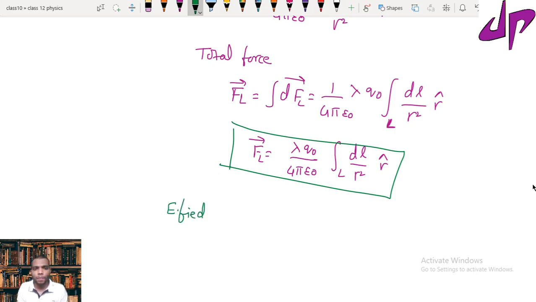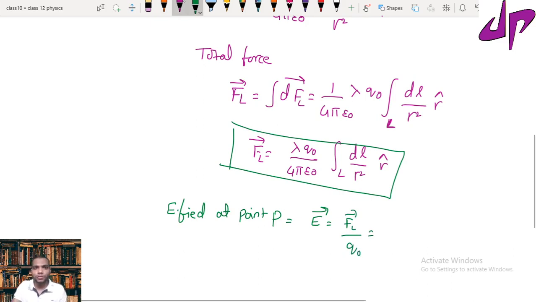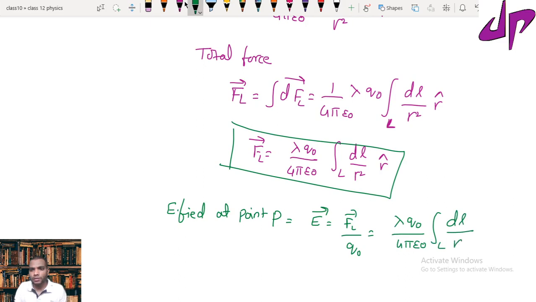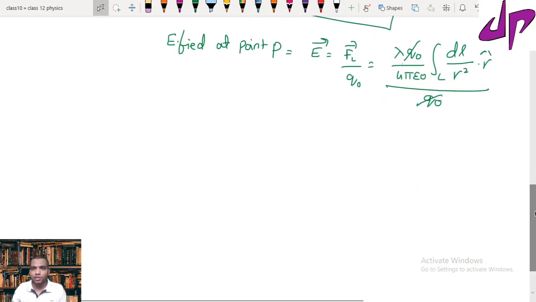Now the electric field at point P equals force due to the line charge divided by the test charge. We need to divide by the test charge. So in the above expression, if you divide the terms, lambda q naught by 4 pi epsilon naught, line integral dl by r square times r roof, by q naught. So the test charge cancels.